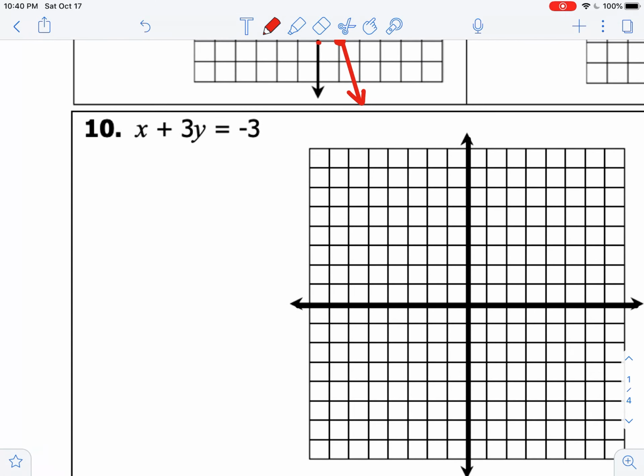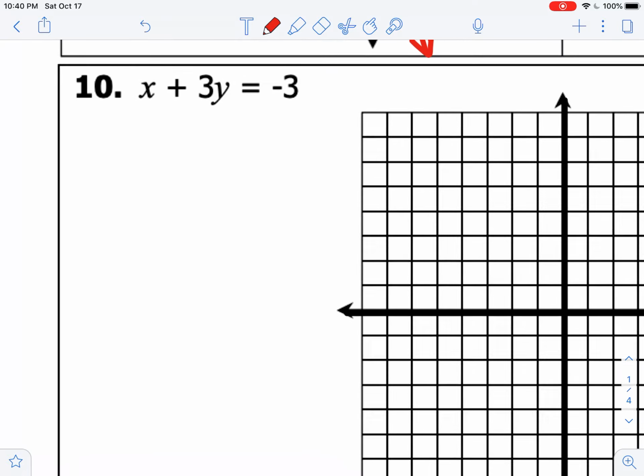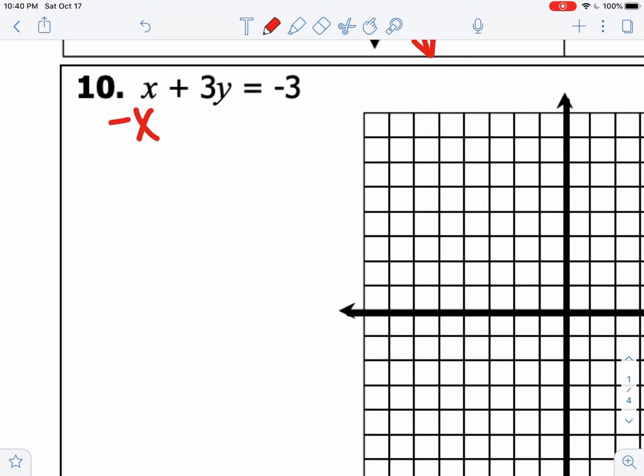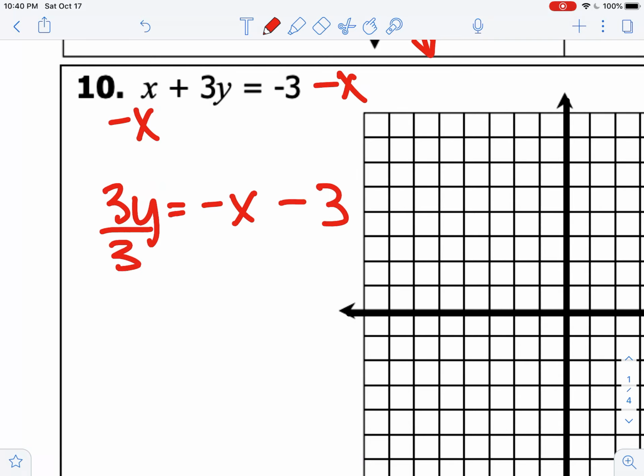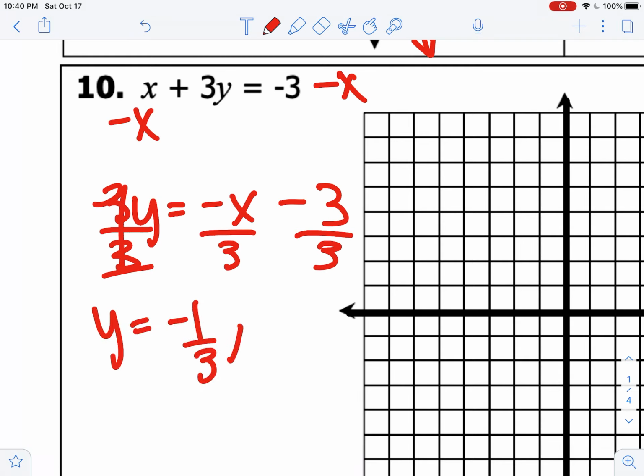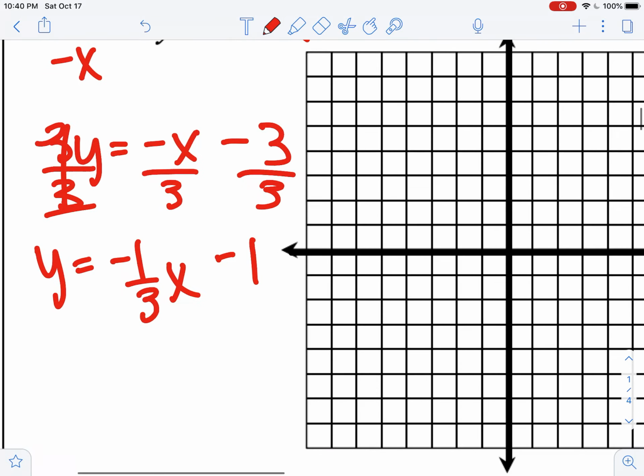Okay, number 10. Now, if you notice, number 10 is a little bit different because it is not in slope-intercept form. So we're going to have to convert that to slope-intercept form. So let's do that here. We're going to subtract x from both sides. So we're left with 3y equals, switch them here, negative x minus 3. We divide by 3 on both sides. That becomes a 1. We're left with y equals negative 1/3 x minus 1.